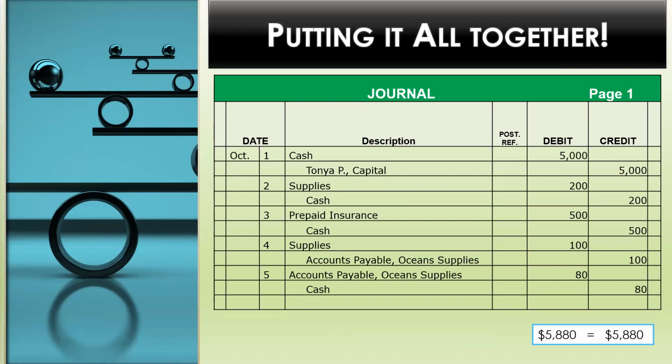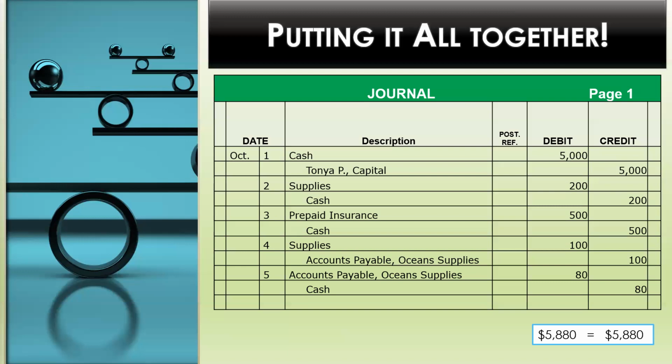You can see here that all of these business transactions are recorded one right after another. We did not skip a row. And you can see we did the debits first, followed by the credits for each transaction. You can also see in the end that my debits equal my credits. Debits are 5,880 and my credits are 5,880. This has remained in balance.